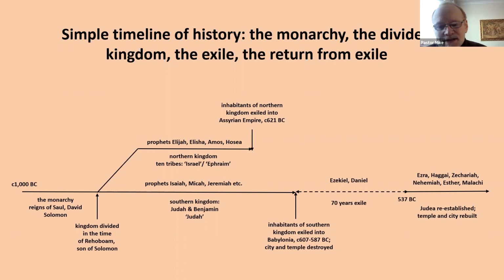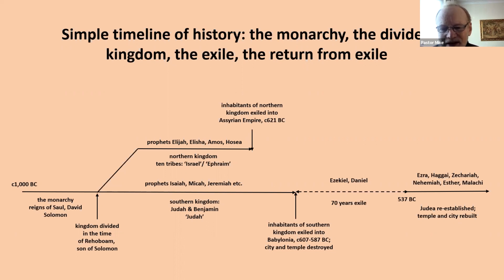And from that time onwards, after 587 BC, or rather from 607 BC, strictly speaking, we enter into what's known as the 70 years of exile, or the Babylonian exile, which lasted for 70 years until 537 BC. You can see there in the diagram.